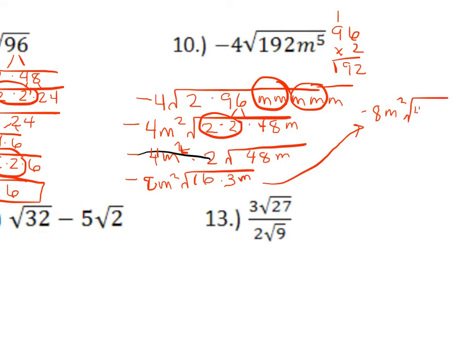We have 4 times 3m. Bringing our couple of 4's out, we would have negative 32, because 4 times negative 8 is negative 32. M squared with a root 3m.